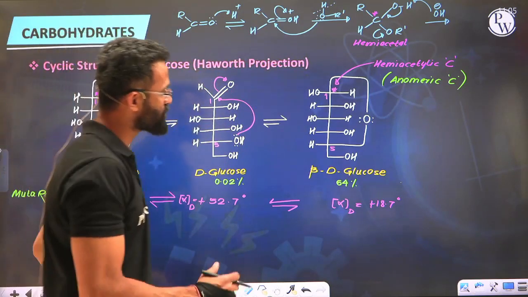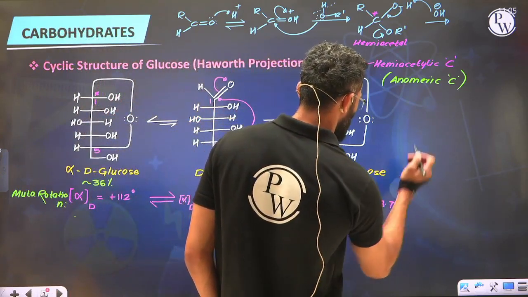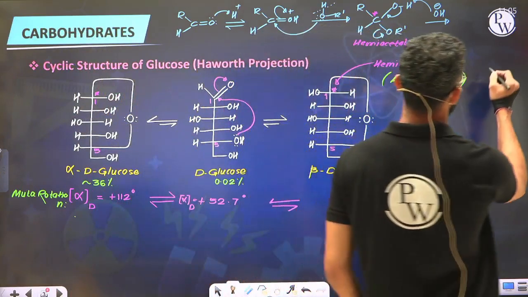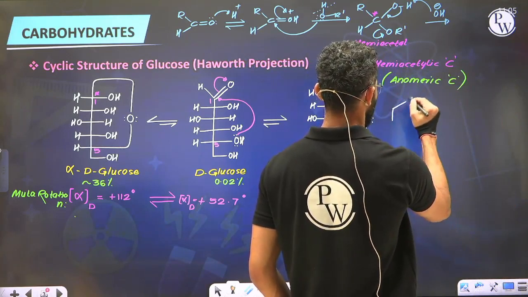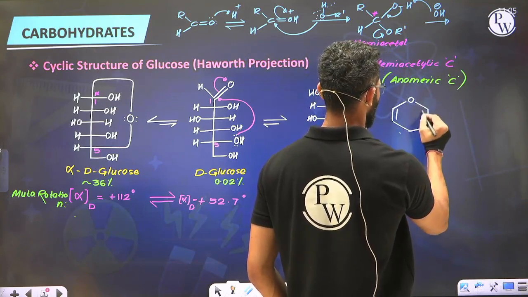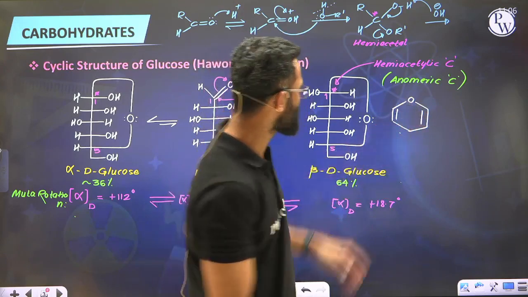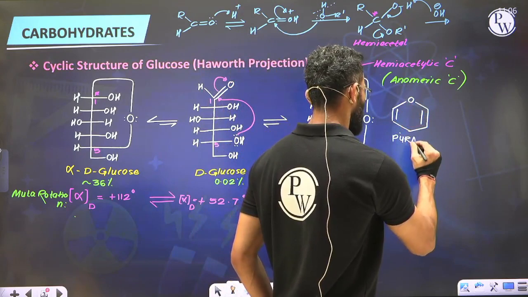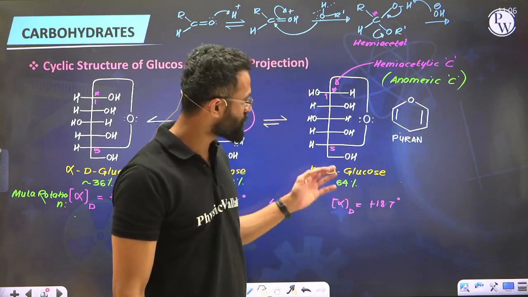To understand the Haworth projection, you first need to understand a reference structure, which is pyran. Suppose I talk about pyran, you write pyran like this: a six-membered cyclic structure having one heteroatom, oxygen. So if you compare this pyran with the alpha or beta anomeric form of glucose, you will find similarity.